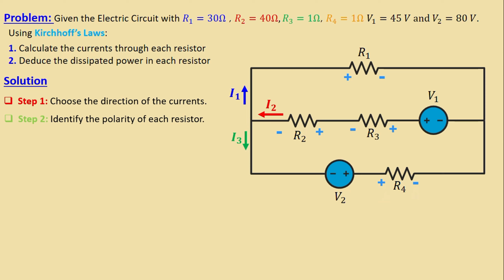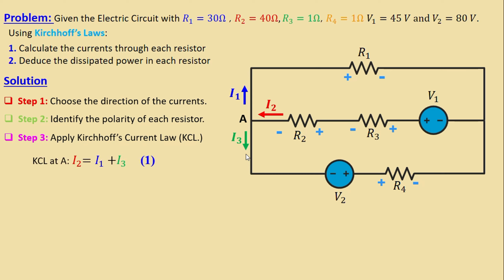After we finish step number 2, we go to step number 3, which is to apply Kirchhoff's current law, KCL. We can write here a node A. We see also that I2 is entering the node, I1 and I3 leaving the node. We can write KCL at A: I2 is equal to I1 plus I3.